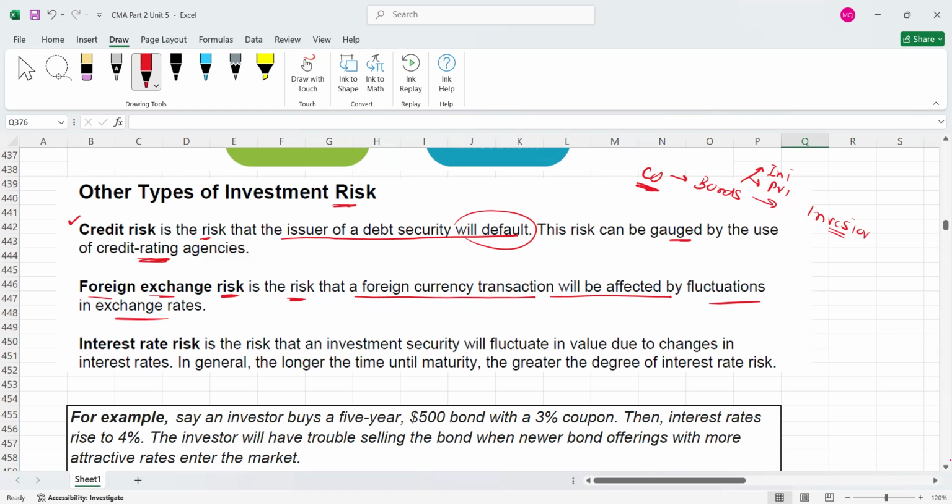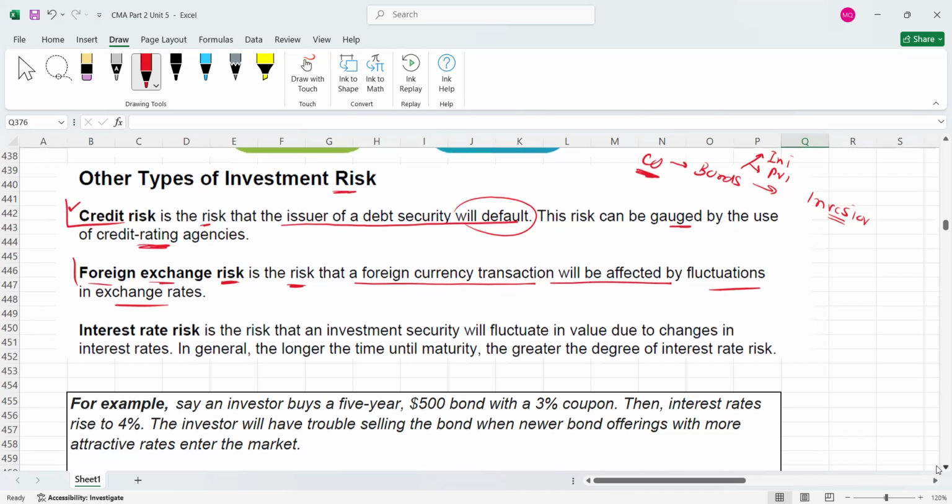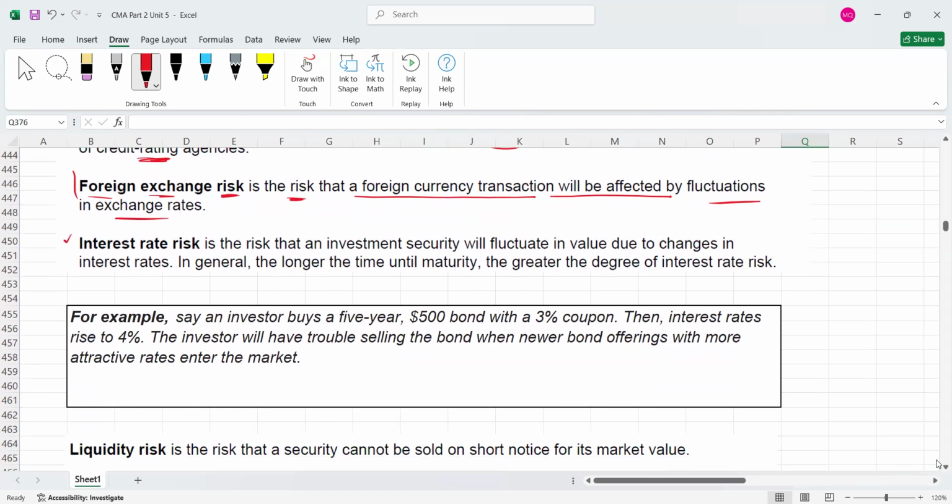Obviously, if you are investing in foreign countries, you may face this risk also. And if you are investing in bonds, you may face credit risk as well. Then we have another risk, interest rate risk. So let me give you an example here. First, let's read the definition. They're saying it is the risk that an investment security will fluctuate in value. That investment security is, simply, the market value of bonds, let's assume, even though it might be stocks also. So let's take bonds. Interest rate risk means the market value of the bonds will change. Why will it change? Due to changes in the interest rate.